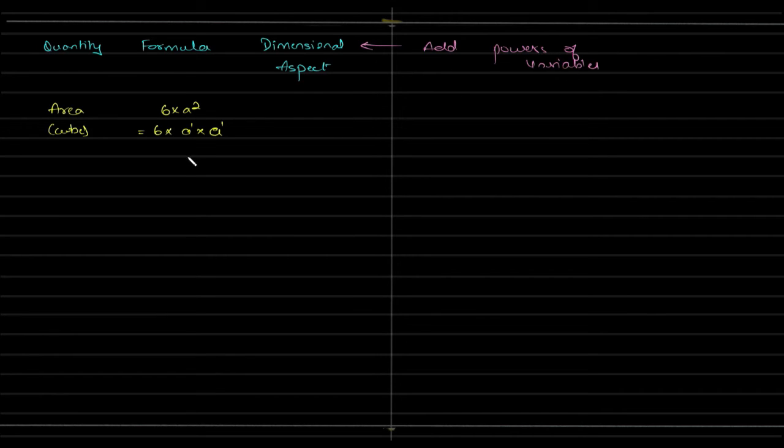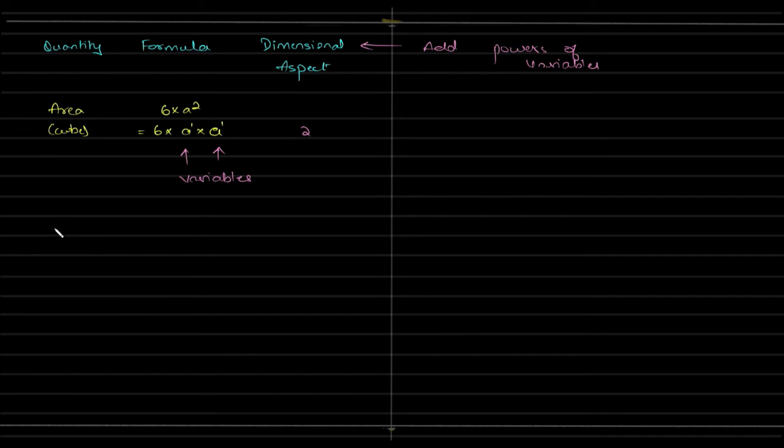So what are the variables over here? We have a and a, and those are your variables, and the powers are 1 and 1. When you add them, what will you get? 2. So we can see that area, which is 2 dimension, has the formula to be 6 into a to the power of 1 into a to the power of 1. That is nothing but 6a square. So in this way, everything matches.